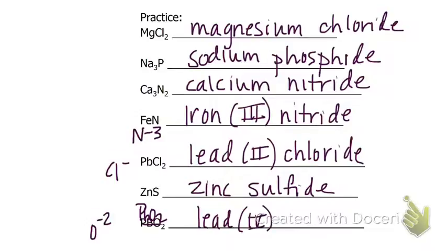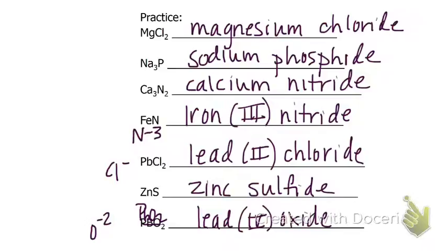So you would have lead(IV) oxide. Now, if it is supposed to have a Roman numeral and you don't have the Roman numeral, it is going to be counted wrong. The reason is there is a difference between lead(II) oxide and lead(IV) oxide. They are completely different chemicals that can react in completely different ways. So you have to be specific about telling whoever the reader is which one you have.